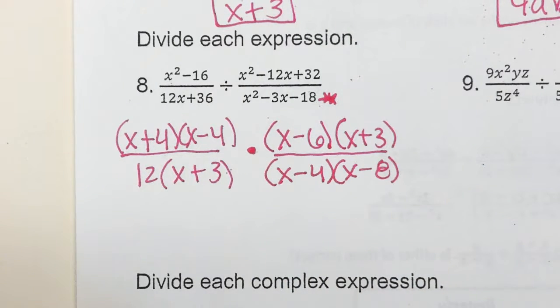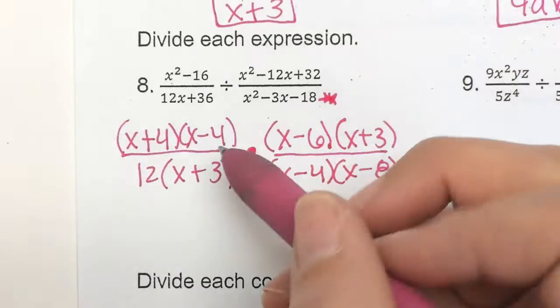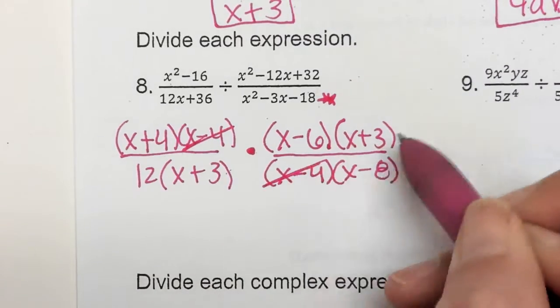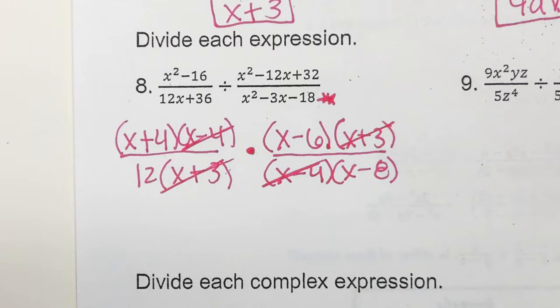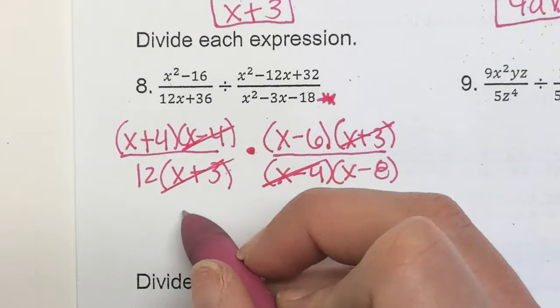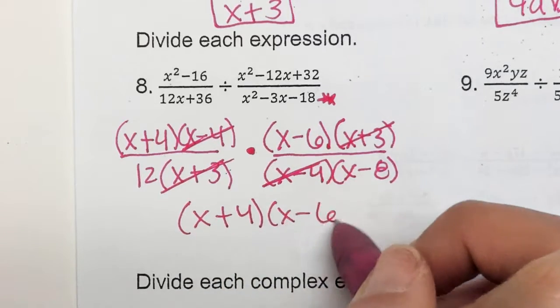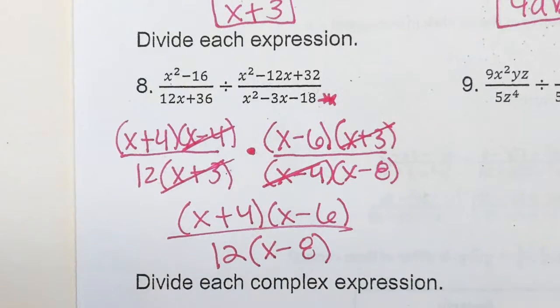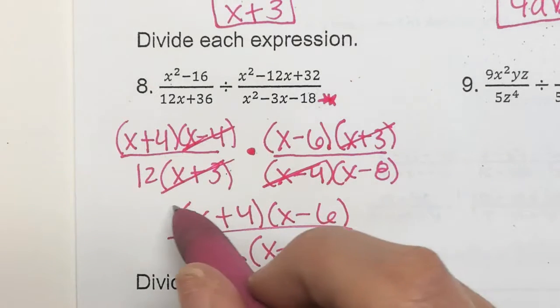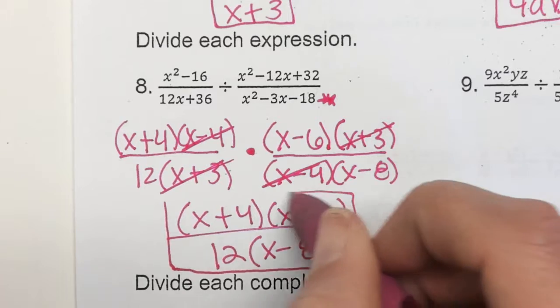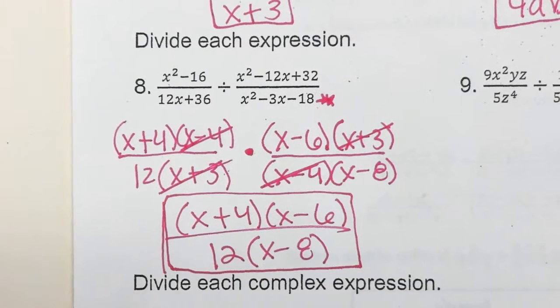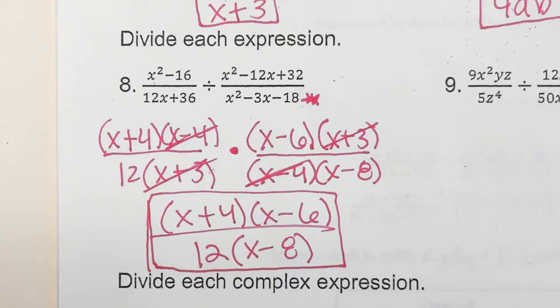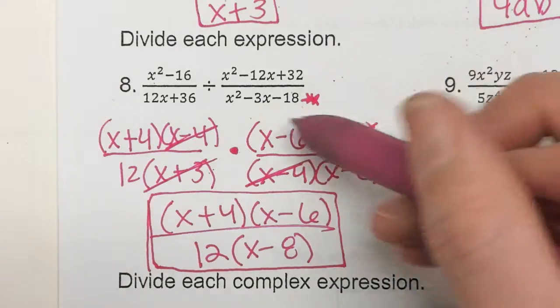So what cancels? X plus 3. X minus 4. What else? X plus 3. Anything else? Alright, so what's on top? And x minus 6. And on bottom? Very good. Questions about that? Yes. Isn't that called like the big multiply by the reciprocal, but like kind of not? Yeah, I can see that. You're multiplying by the reciprocal.